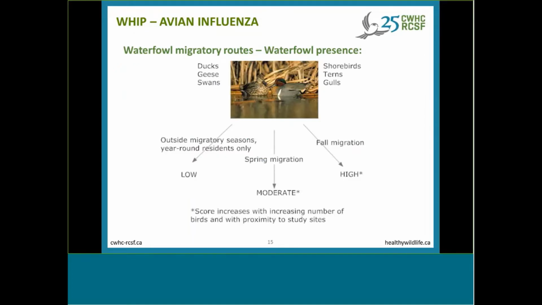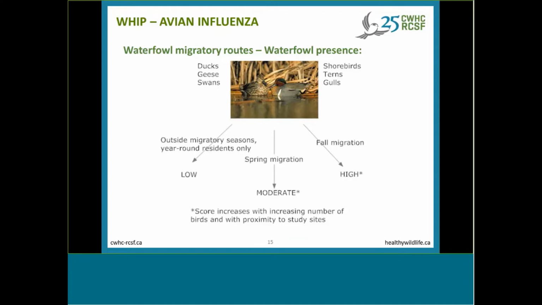So the next category was waterfowl migratory routes and the waterfowl presence. We were interested in the orders Anseriformes, which is the ducks and geese, and Charadriiformes, the shorebirds, terns, and gulls. So we focused on those two orders. The low threat was outside the migratory season, so it was just the year-round residents.